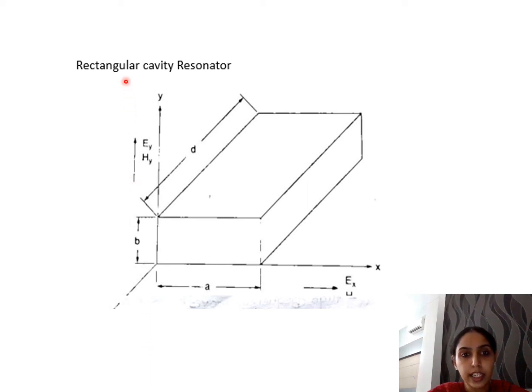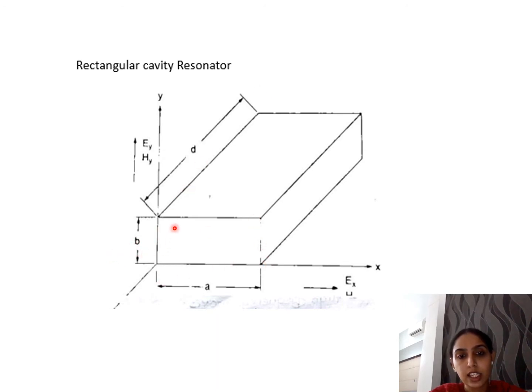So this is a rectangular cavity resonator. We have to derive the resonant frequency for a rectangular cavity resonator. In the z-axis, we assume the direction of propagation of our wave. A, B and D are shown as the dimensions of the waveguide.